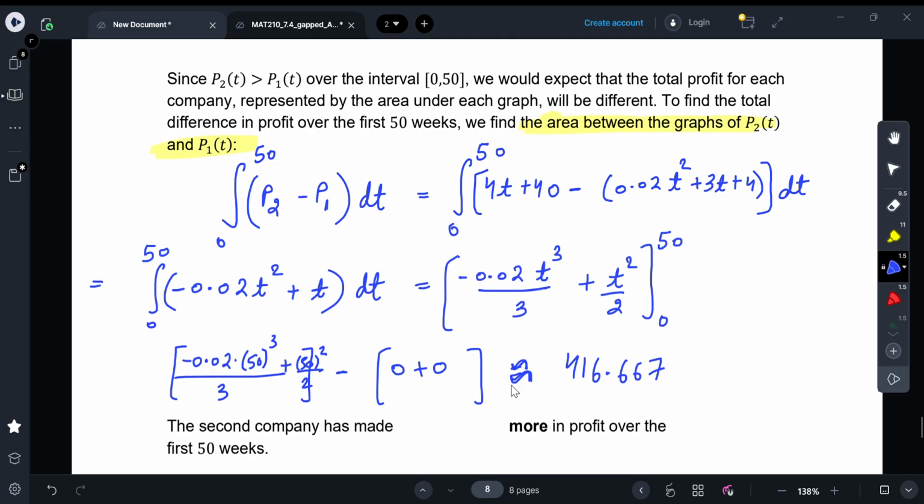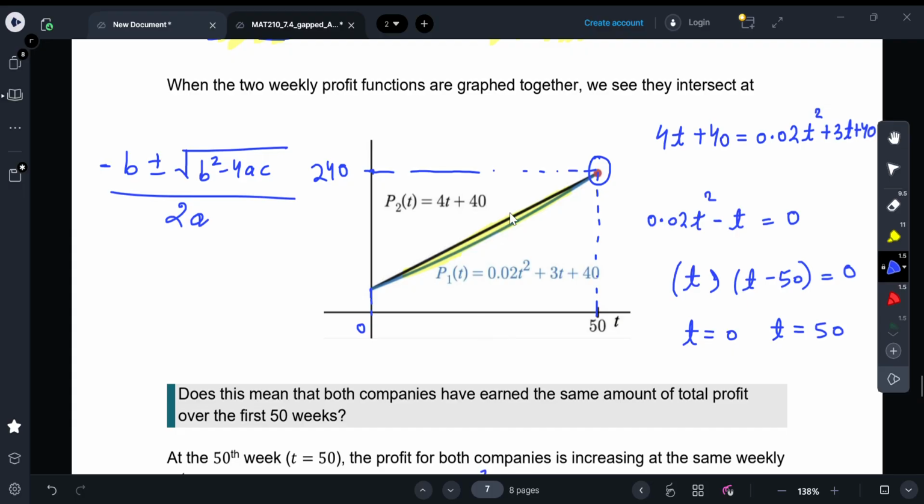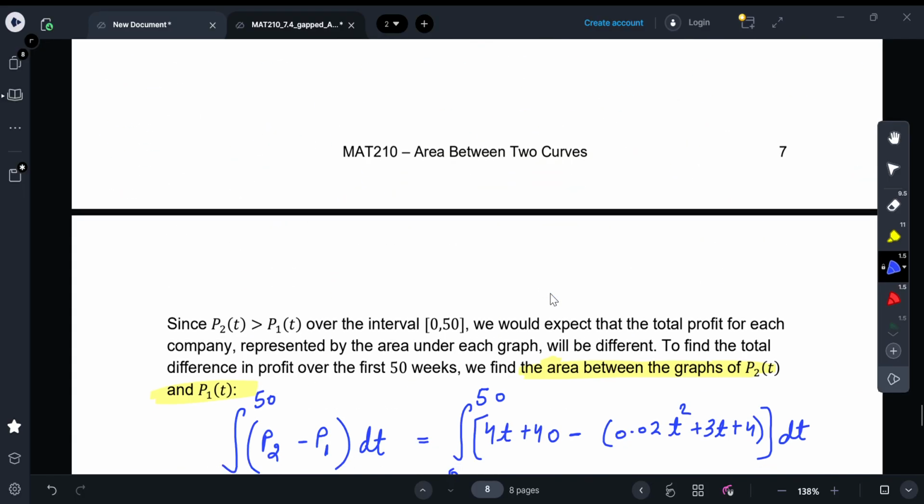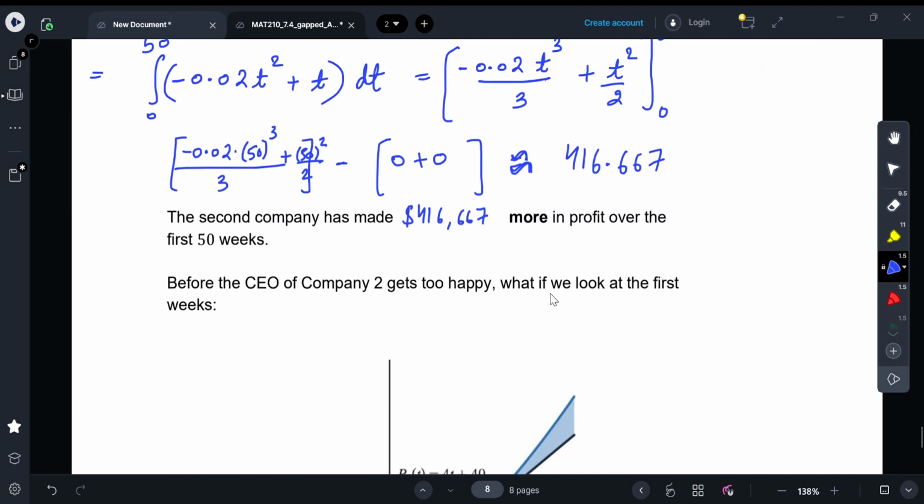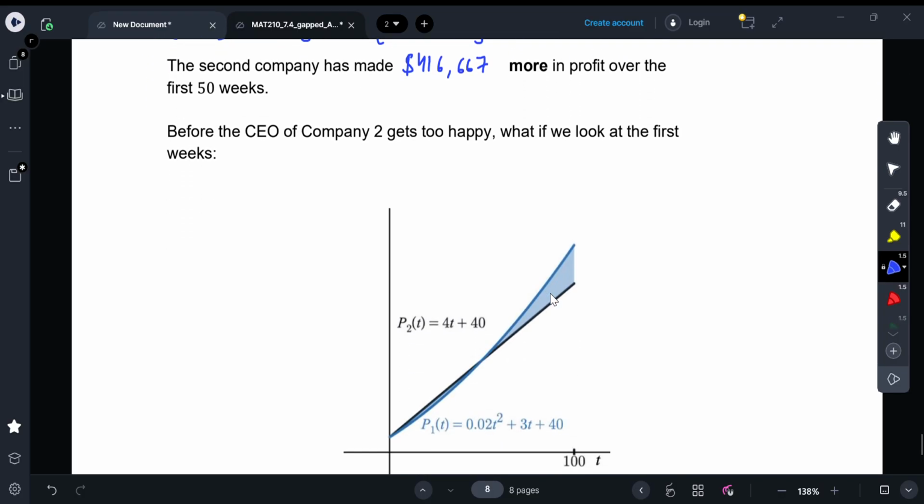But keep in mind, this was in thousands of dollars. So the second company has made $416,667 more. Well, it's quite a big number for this small gap in the functions, right? But it makes a difference. That's why calculus is important. The second company has made this much more profit over the first 50 weeks.